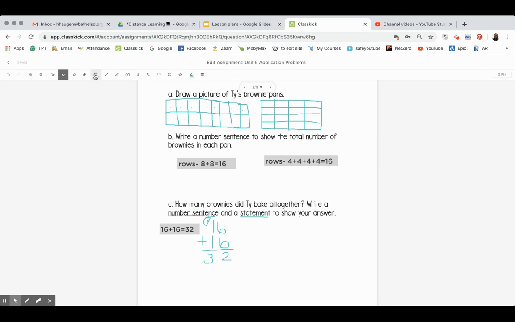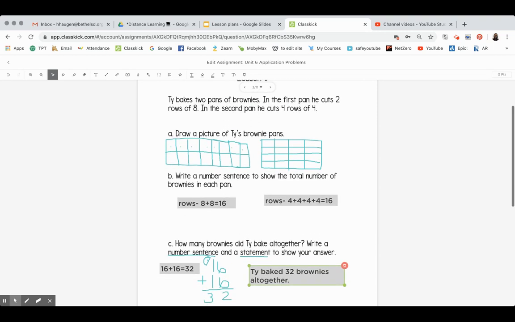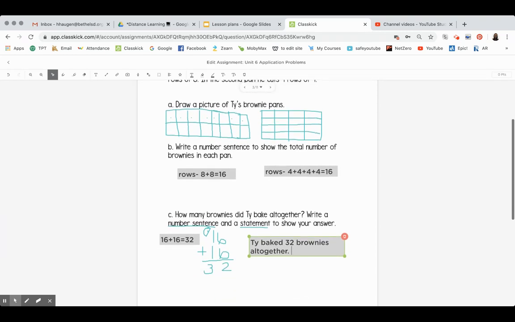Now it says to write a statement, and to do that we just need to steal from the question and type it out. Ty baked 32 brownies all together, period. So that's it. This application problem took a little bit longer, didn't it? So I want you to take a look one more time at the brownie pans. And I want you to notice that even though the totals are the same, the arrays look different. Boys and girls, for this math today, I need you to really be careful and take your time so you do this well.